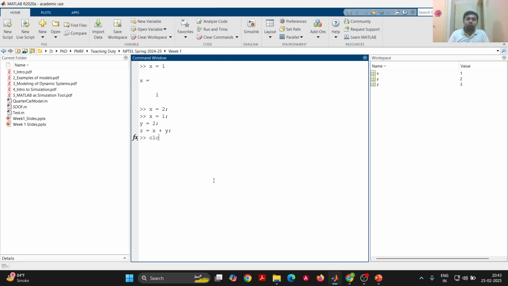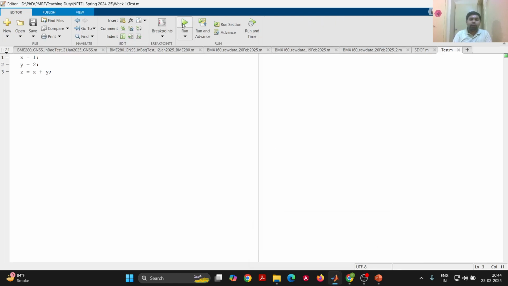Before that, to check whether I'll get the same output, we will first clear the workspace. If you want to clear what is there in the command window, you can type the command clc. It will erase whatever is present in the command window and you will return to the first line. If you want to clear all the variables from the workspace, you can say clear all. That will erase all the variables in the workspace.